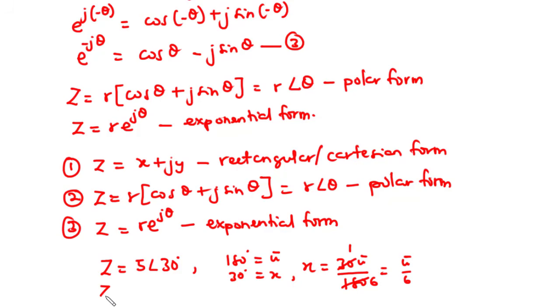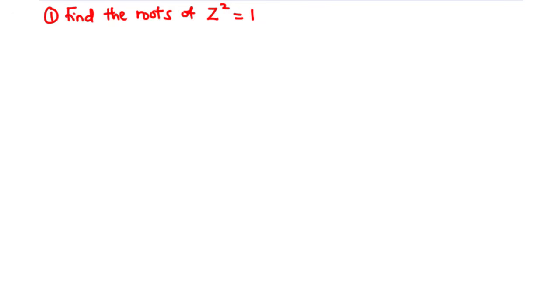Therefore, z equals 5 polar 30 becomes r, so we have 5 times e exponent j, and the value of theta in radians is pi over 6. So we have j pi over 6. So basically this is how to do the conversion from polar form to exponential form. Now let's take some examples on how to find the nth roots of complex numbers. So let's take our first example.